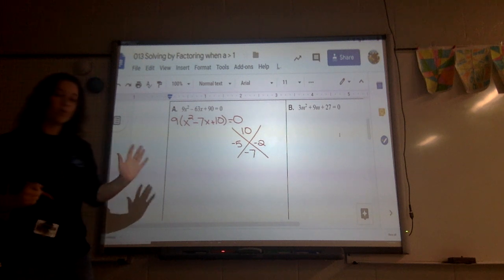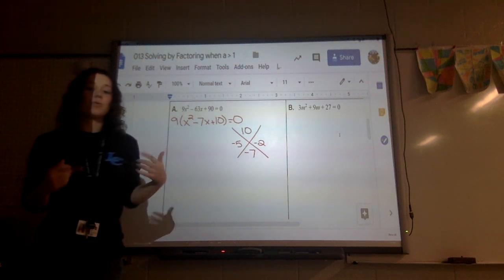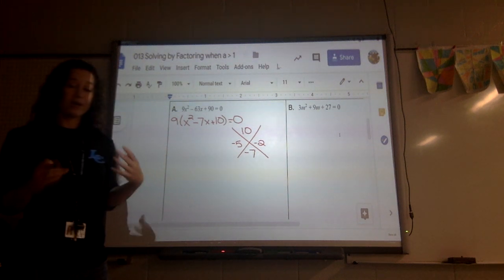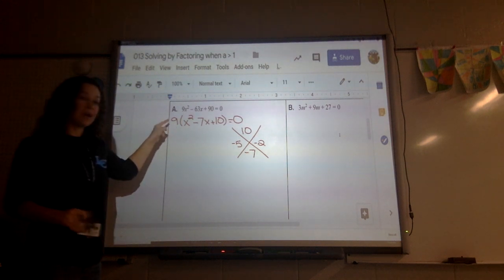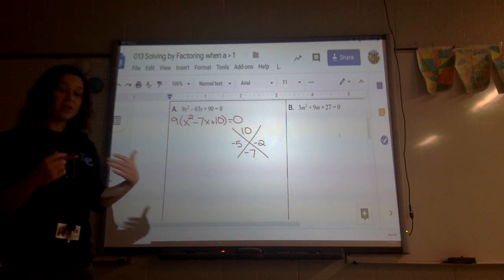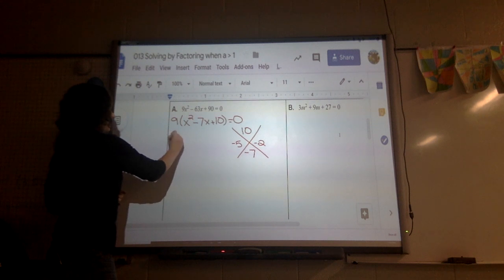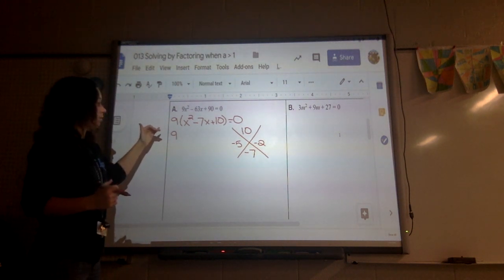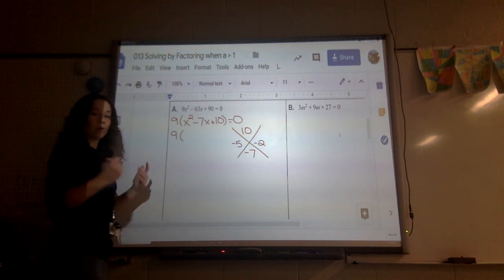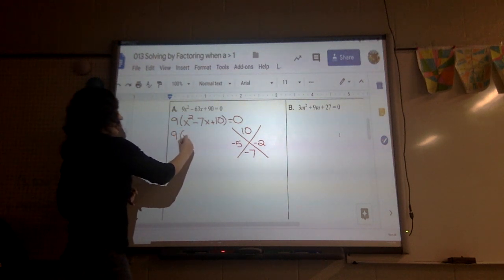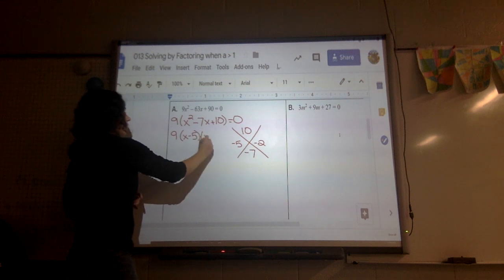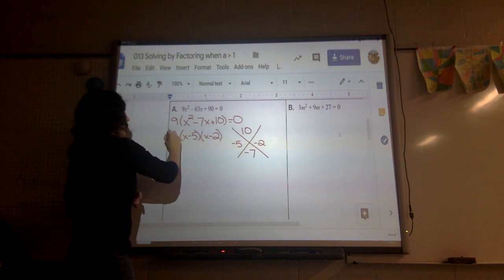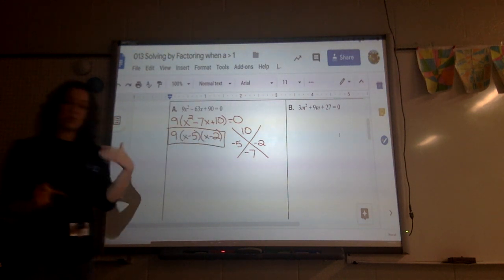So be very careful when you write your factors down. One of the biggest mistakes people make when they write out their factors, they forget about the 9 out front, okay? That hasn't disappeared. It's still going to be there. It's just kind of been separated from the other numbers. So 9's out front. And now I write my other 2 factors, x minus 5 and x minus 2. So if they ask me for factors, I'm done right there.